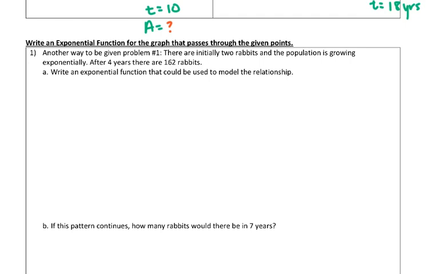And apparently I forgot to edit this because I did not give you the first problem with just the 2 points. So there initially are 2 rabbits. Okay, so initially, remember how I said that first point's always 0 comma something? 0 comma, so initially is at time 0, and there are 2 rabbits here. And the population is growing exponentially, which tells you that you're going to be writing an exponential function. And then it says after 4 years, there are 162 rabbits. So the next point is going to be 4 comma 162. Okay, so it gives you the 2 points.